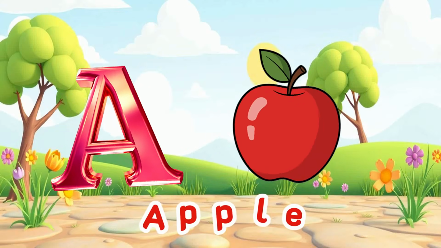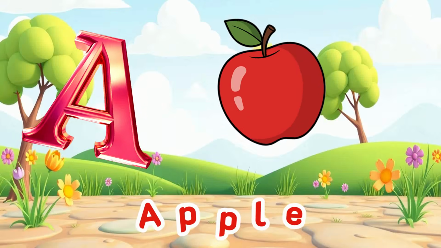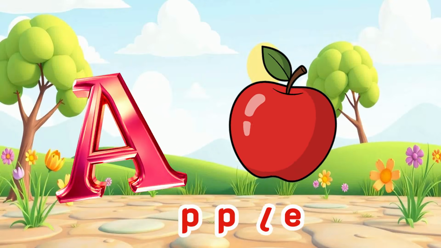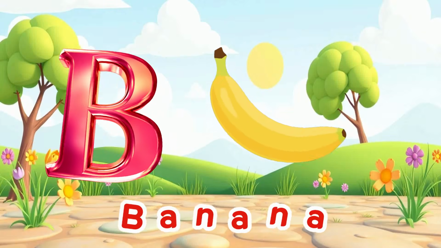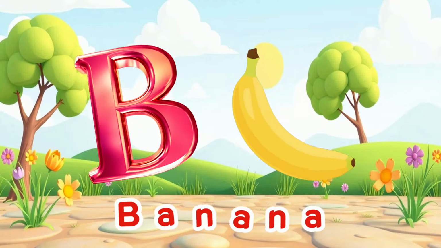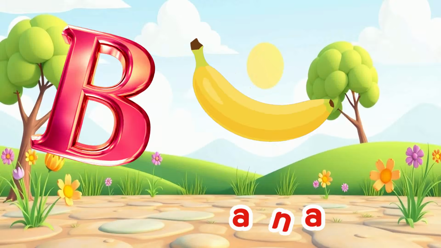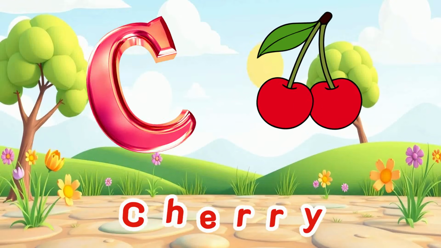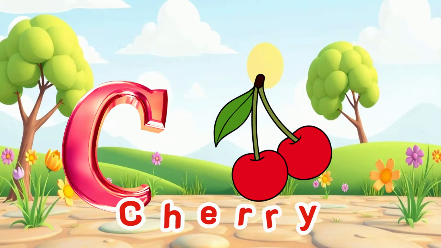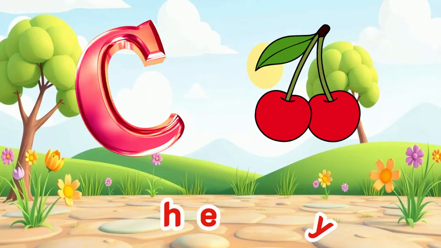A is for apple. B is for banana. B, banana. B is for banana. C is for cherry. C, cherry. C is for cherry.